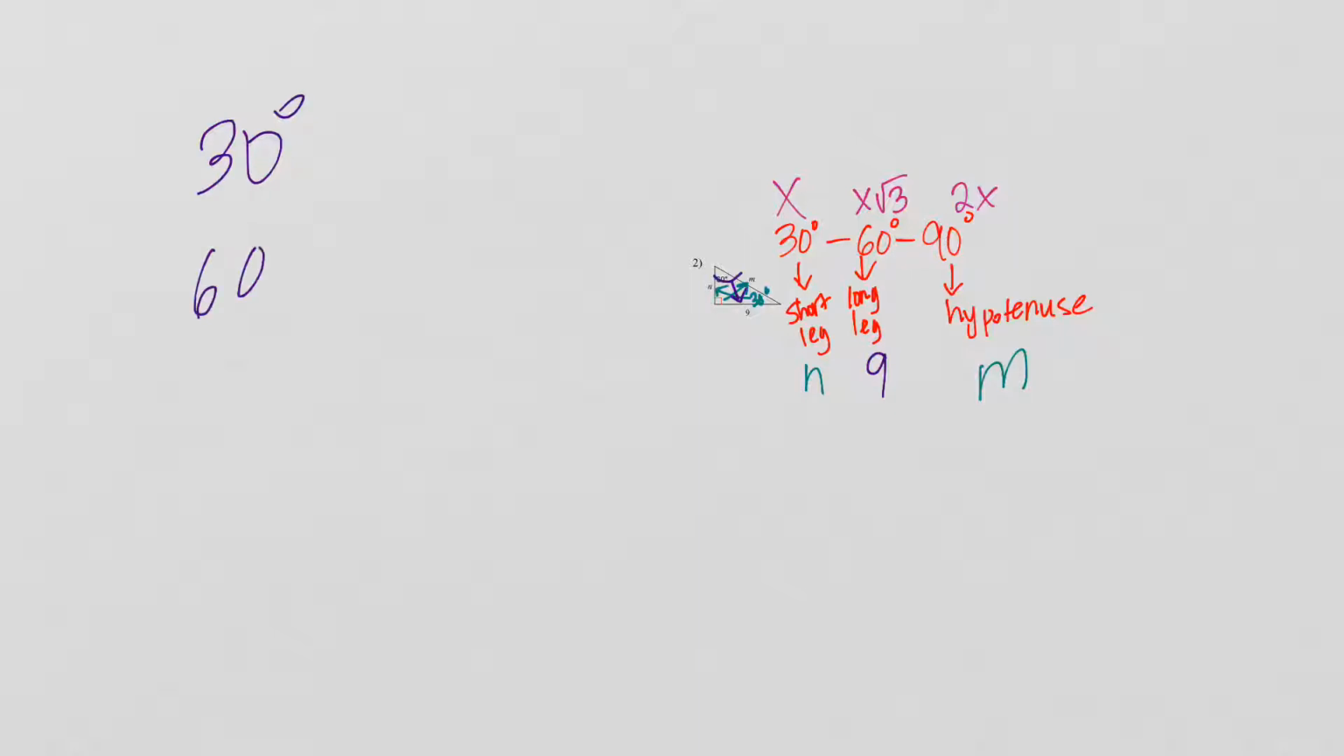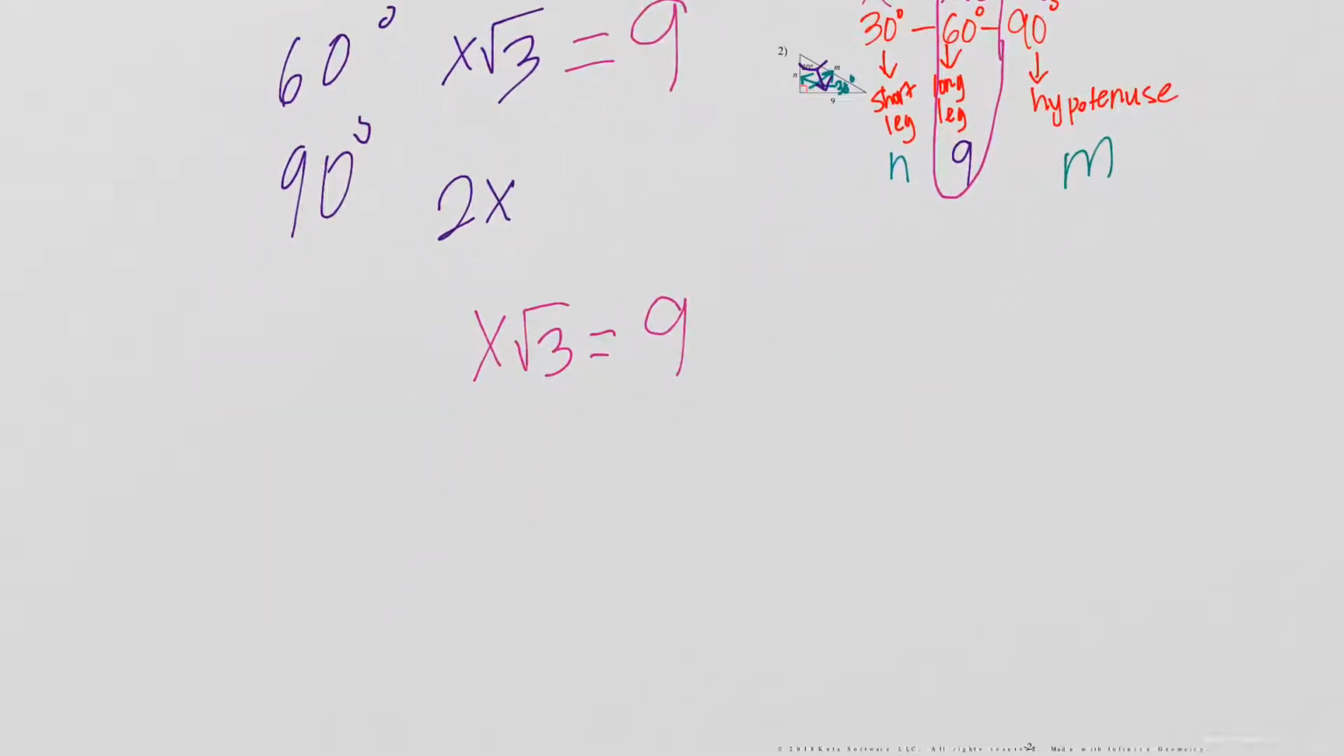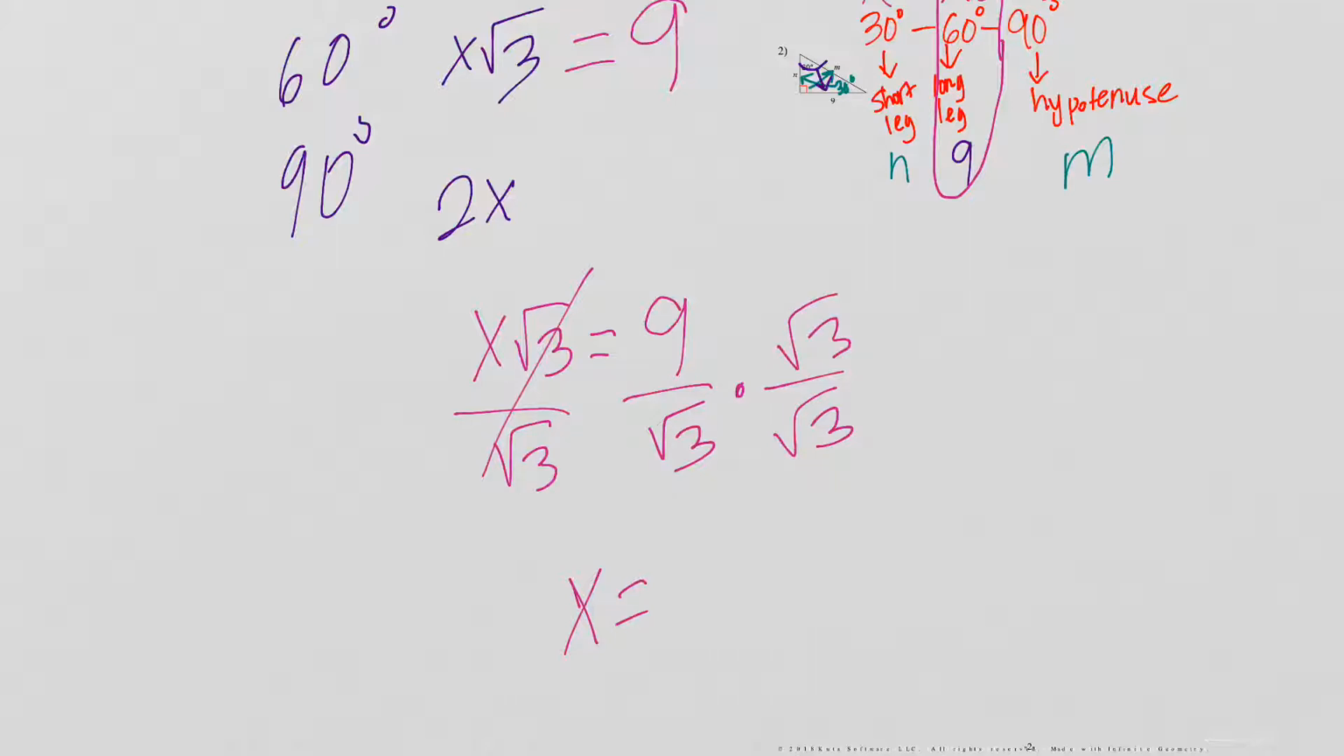So 30, 60, 90, x, x square root of 3, 2x. This is just given. The value that's given to us again is the 60 degree angle. It measures 9. So I'm going to take what the 60 degree angle measures and solve for x by dividing by the square root of 3. Now be careful here, because you guys are going to make mistakes dividing by the square root of 3. You can't divide by a square root. So we're going to multiply top and bottom by the square root of 3.